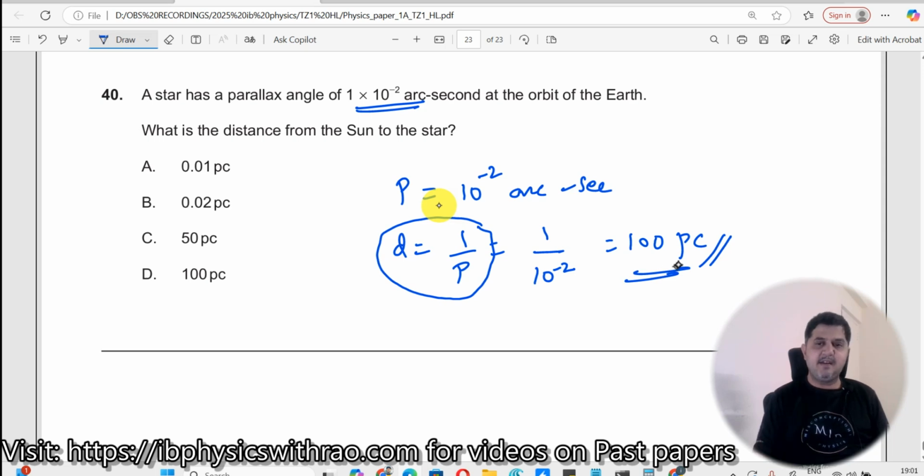Provided that p is your parallax angle, represented in arc seconds, you'll get the unit in parsecs. So the answer should be 100 parsecs.